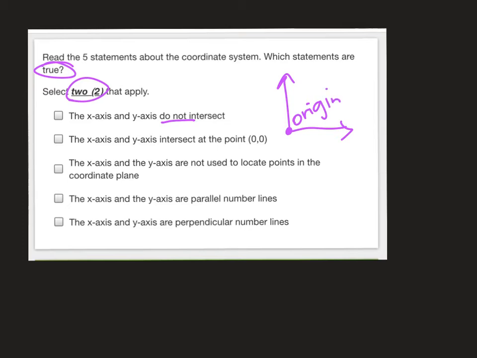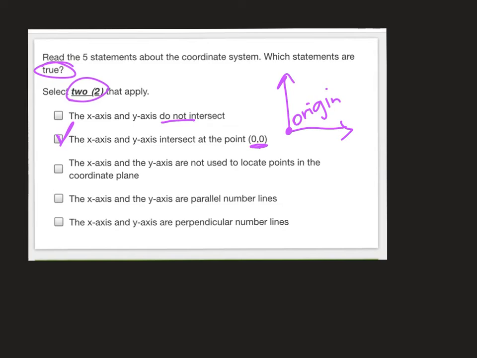If you look at the second statement, it says the x and y axis intersect at 0, 0, which is exactly what I just said. So that's one of your answers. The next one says the x-axis and the y-axis are not used to locate points in the coordinate plane. Well, that's the whole point. We use our x and y axes to tell us where to plot those points, to tell us how many to go right, how many to go up. So we know that's not true.